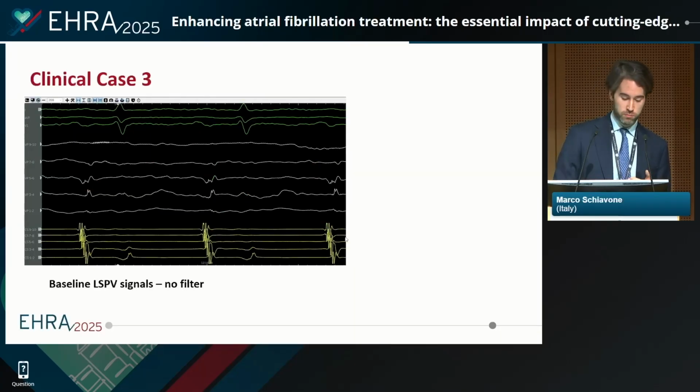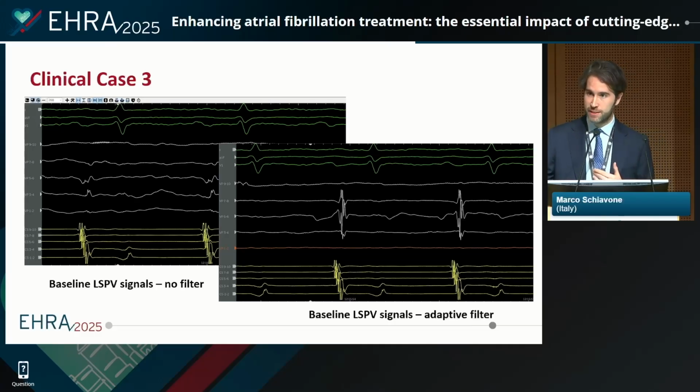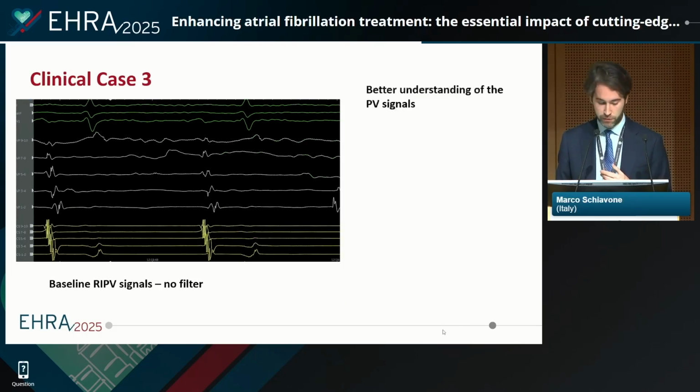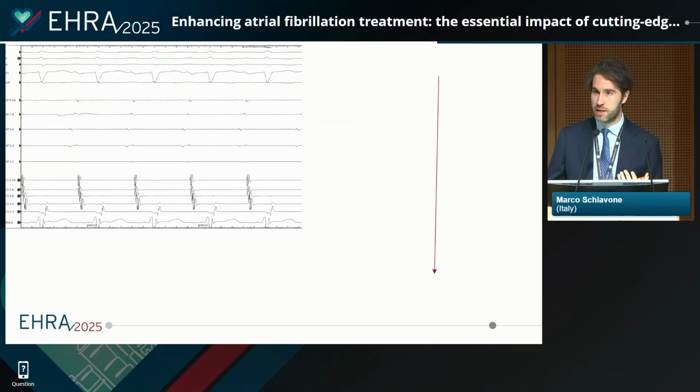Basically, this is what you can record and see with baseline LSPV signals with no filter. Then you reposition the catheter, you activate the filter, and you see how you can detect the signals on the Varipulse catheter better. Actually, here we use the adaptive filter. Same for the right inferior pulmonary vein. Here the catheter was repositioned. You see also far field here, but you may understand how you can minimize the noise. You see on the VP910 channel, you have noise here, and here you don't have the noise because you activated the fixed plus filter. So you have a better understanding of what's going on in your pulmonary veins, even if you are not using a high-density mapping catheter.